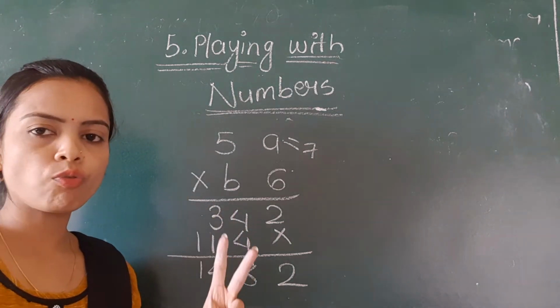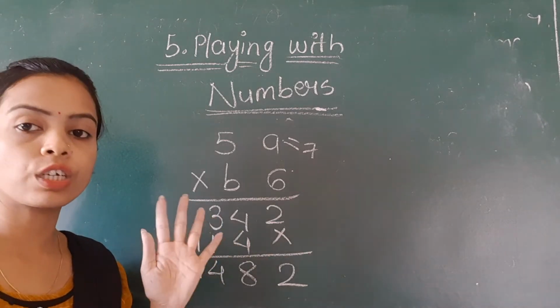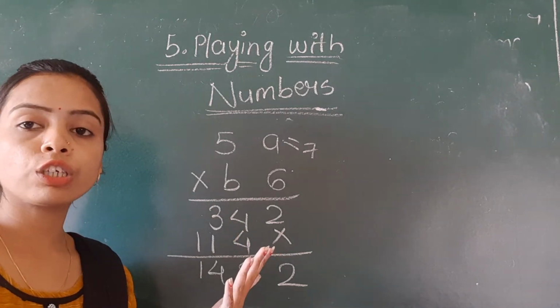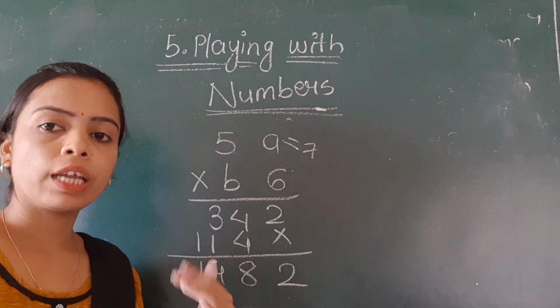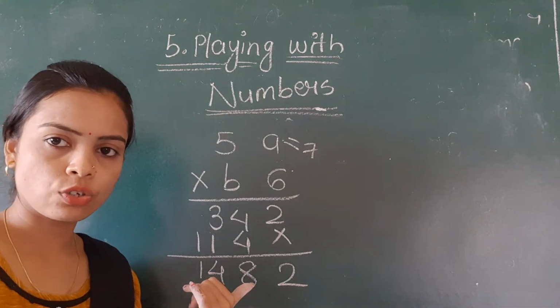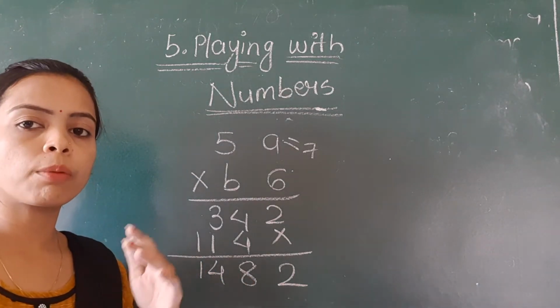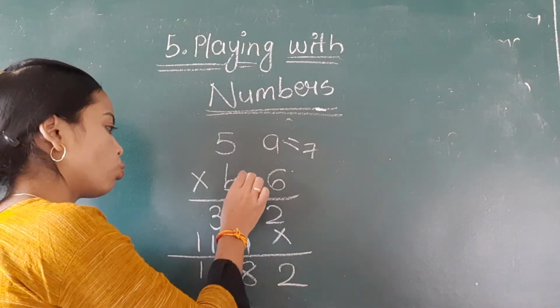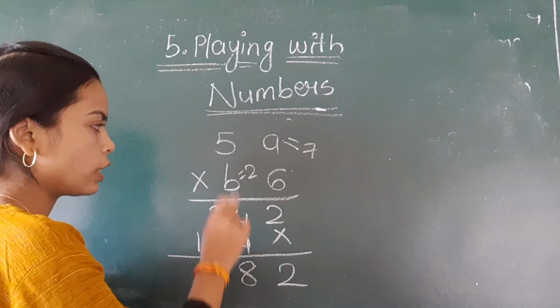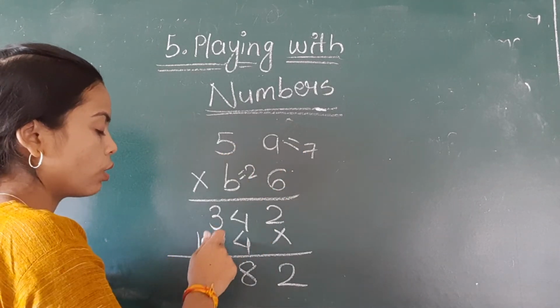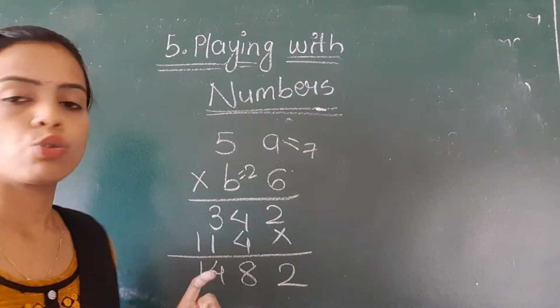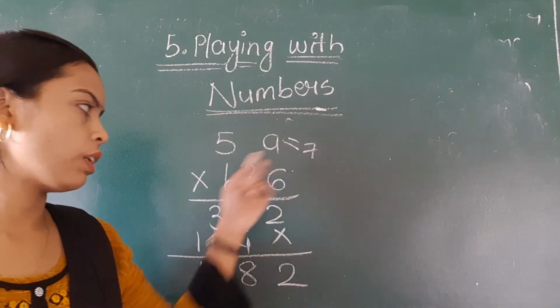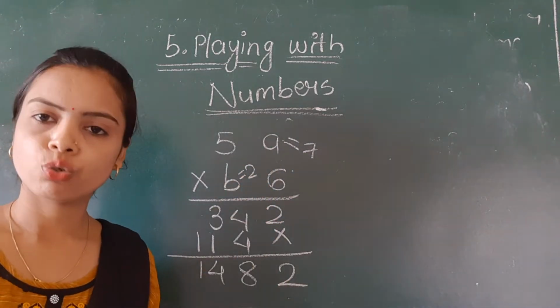2s are 14, 3s are 21, 4s are 28, 5s are 35, 6s are 42, 7s are 49, 8s are 56, 9s are 63. Nothing, no other number in which the ending digit is 4. So the B must be equals to the 2. So 2 7s are 14, carry 1 and 2 5s are 10 and 1 is 11.